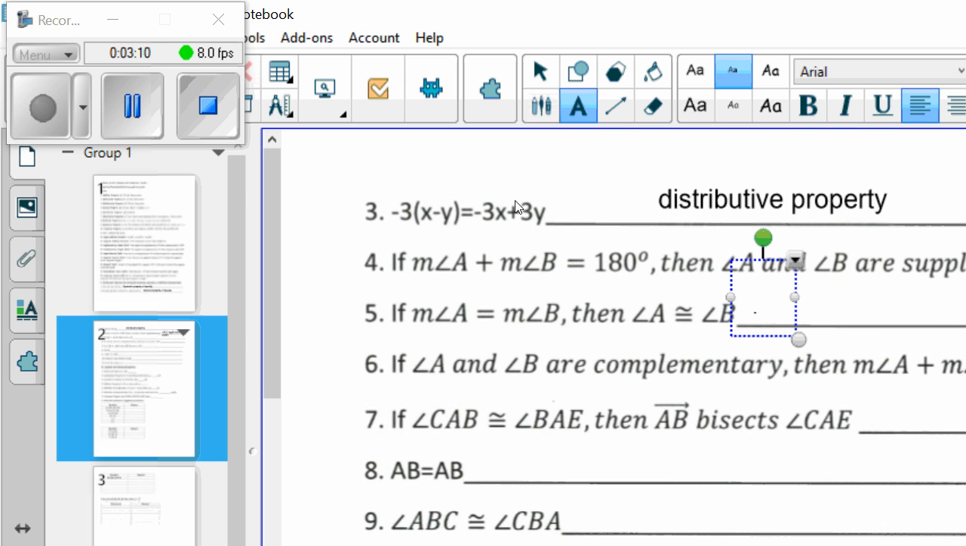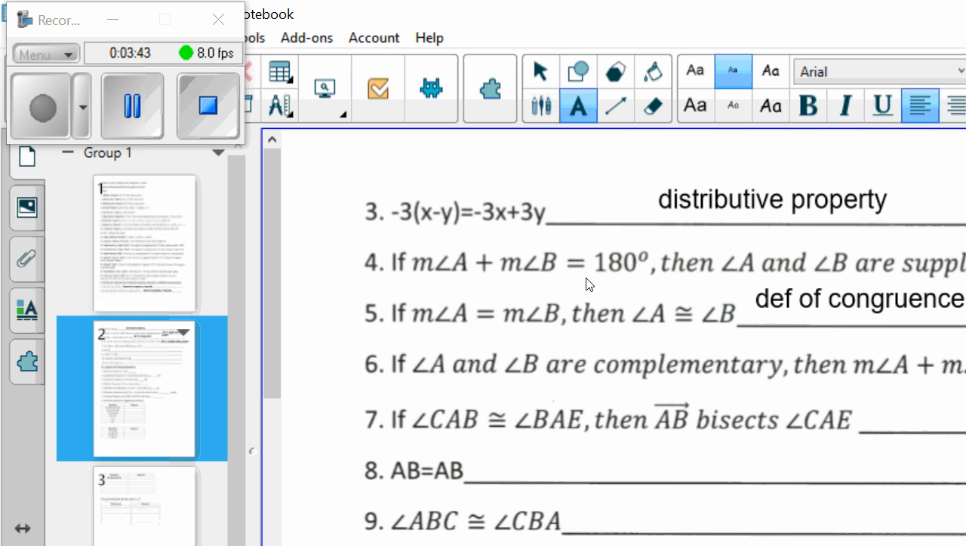Number 5, if the measure of angle A equals the measure of angle B, then angle A is congruent to angle B. This is the definition of congruence, or congruent figures. Anytime that I want to change from an equals to a congruent is the definition of congruence. Number 6, if angle A and angle B are complementary, then the measure of angle A plus the measure of angle B equals 90 degrees. This is the definition of complementary angles.